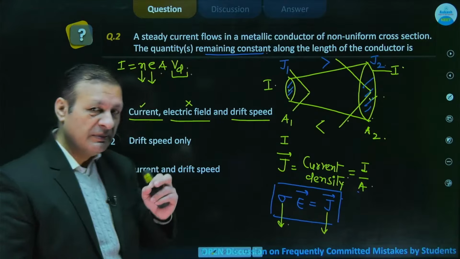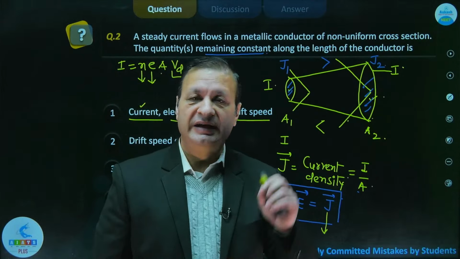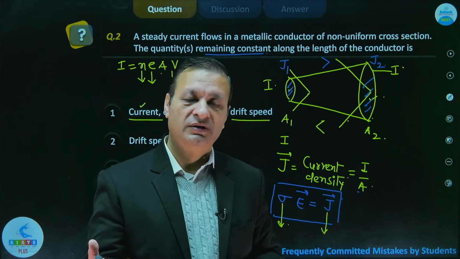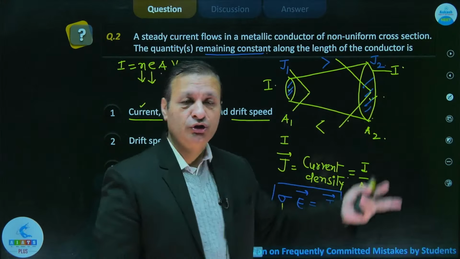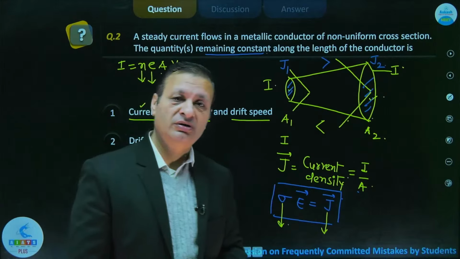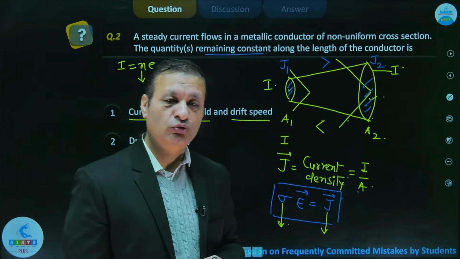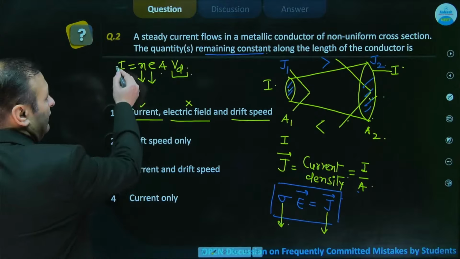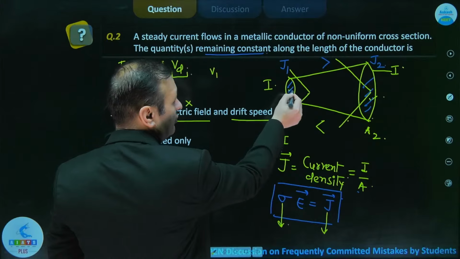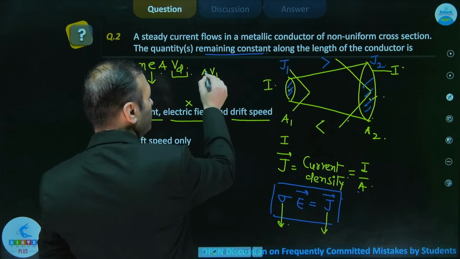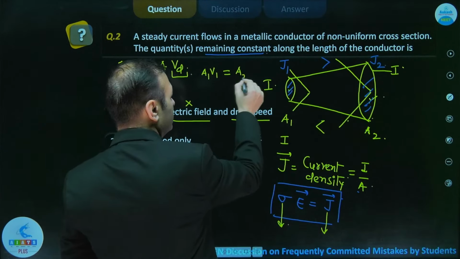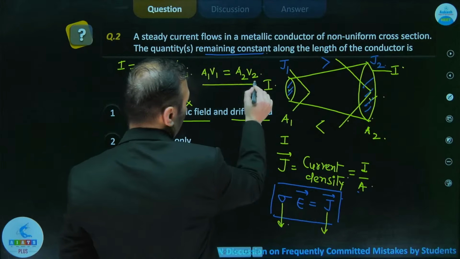Now for a given material, for a given conductor, what is n, children? n is fixed, number density is fixed. If I give you copper of varying cross section, its number density will be fixed because that is copper. e, the charge on electron, 1.6 into 10 raised to power minus 19 coulomb, is also fixed. Current is also fixed. So at this point, if I call the drift velocity or drift speed V1, area of cross section is A1, and at the second point it's A2 and V2. You got it?